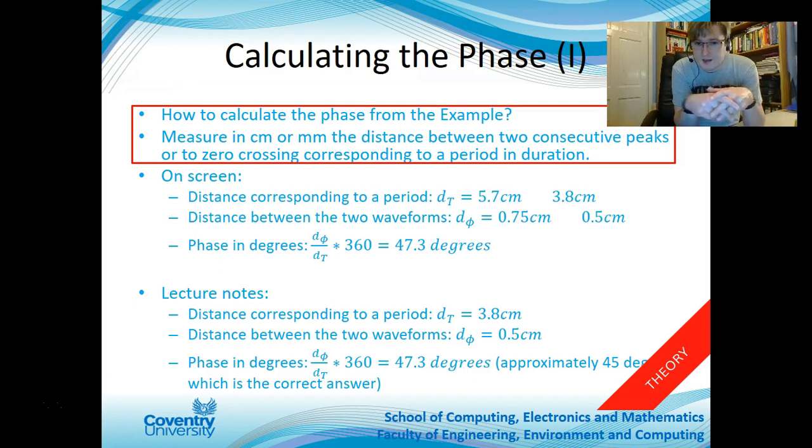On the lecture notes, I printed the lecture notes off and tried it again. I got a distance for the period of 3.8 centimeters, a value for the phase shift as 0.5 centimeters, and again, it gave me 47.3. So it's still a very good method, and that's why this is highlighted in one of the theory assessment tabs.